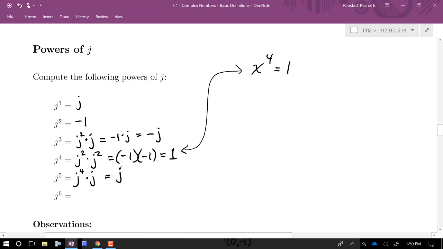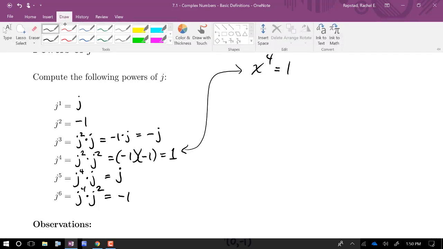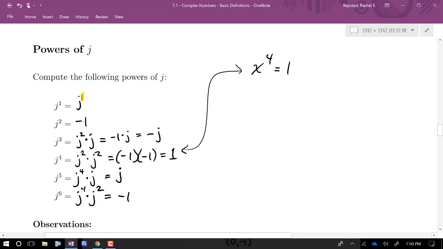J. All right. Now j to the sixth, let's do the same way we did j to the fifth. Let's start by taking that j to the fourth out. So j to the fourth times, and then what's left? J squared, right? Just rules of exponents. So what is this going to give me? A negative 1. Okay. All right. So we get j to the first is j. J squared is negative 1. J cubed is negative j. J to the fourth is 1. Then j to the fifth is j. Then j to the sixth is negative j.